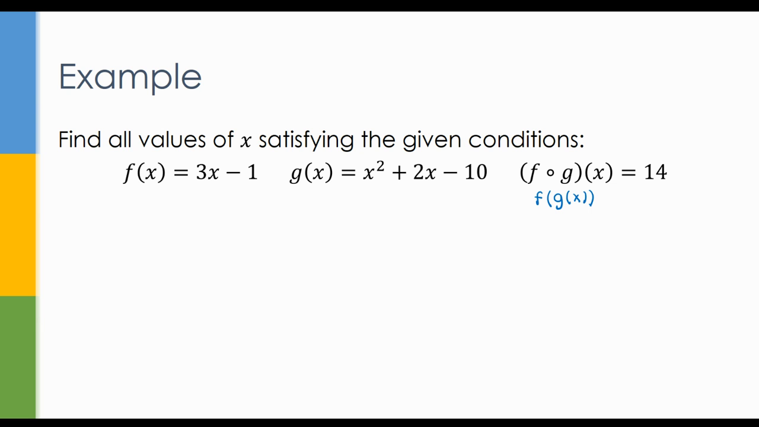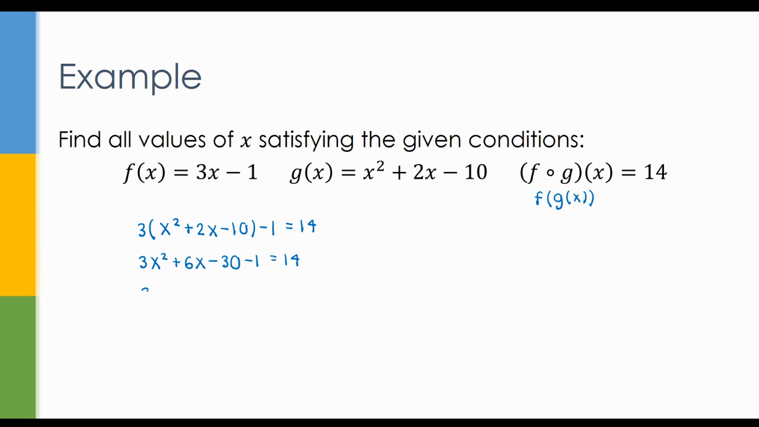So I'm going to start there. This trinomial is going to be substituted into the x in the f of x function. So we'll have 3, and then in parentheses x squared plus 2x minus 10. I'll finish the rest of the f of x function, so I'll subtract 1. And that composition, they're telling us, equals 14. So now we have an equation where we can solve for x. I'm going to distribute the 3, so we'll have 3x squared plus 6x minus 30 minus 1 equals 14.